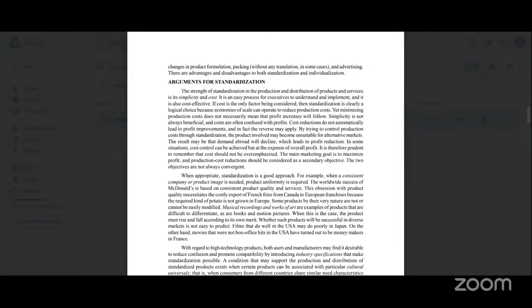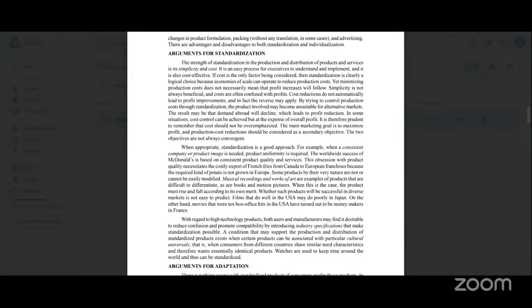However, if only cost is to be considered, then standardization is clearly the most logical choice, because economies of scale can appear only if there are reduced production costs. Yet, minimizing production costs does not necessarily mean that profit increase will follow. Simplicity is not always beneficial. Costs are often confused, as we know, with profits. So that is why it is important that the marketing goal is focused on maximizing profit, and production cost reduction should be considered as the secondary and not the primary objective.